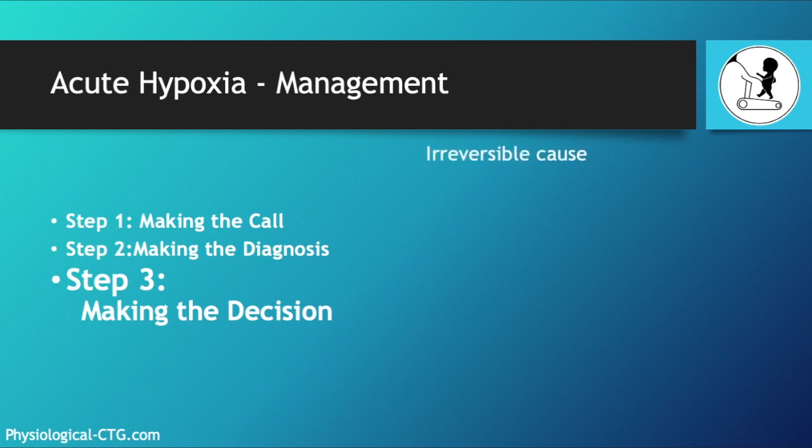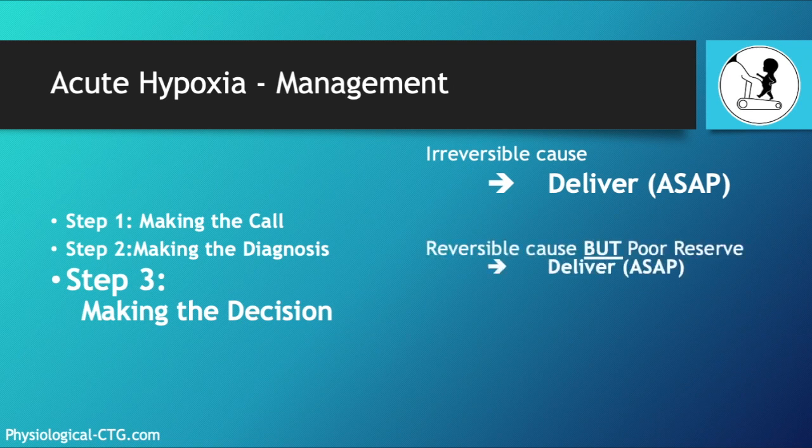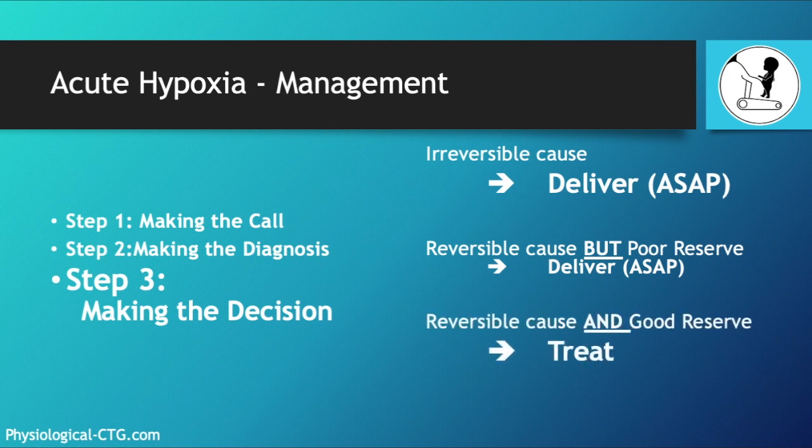Either you have an irreversible cause for this acute hypoxia, in which case you need to deliver this baby with the fastest, safest route possible. Or you have a reversible cause, but you can see evidence of poor reserve, in which case the baby still needs urgent delivery, as the hypoxia would be too damaging to await treatment. Finally, and more commonly, you have a reversible cause and a baby that had a good reserve before the deceleration, in which case you need to treat the cause immediately.